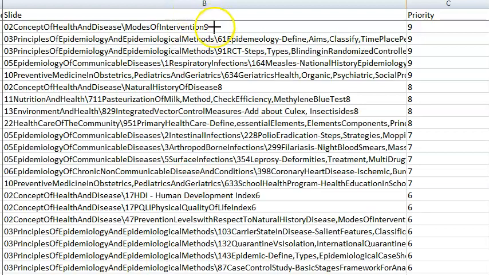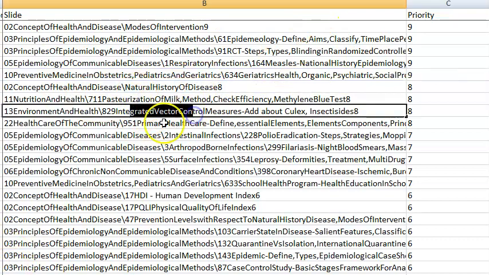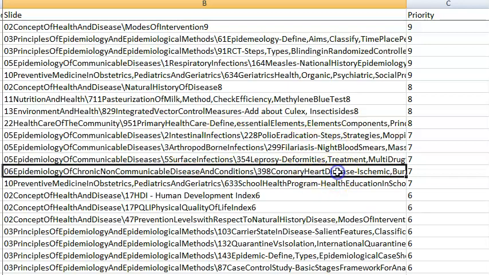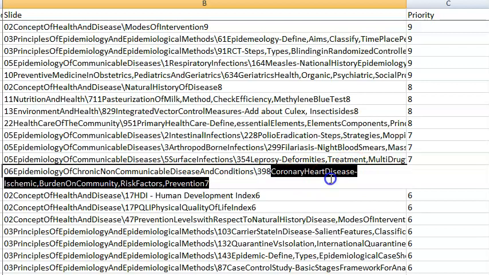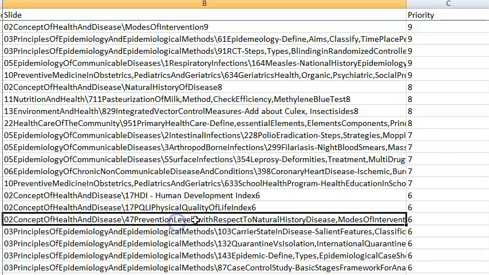Look at some high priority questions, guys. Modes of intervention, epidemiology, randomized control trial, measles, geriatrics, natural history of disease, pasteurization of milk, integrated vector control. Remember, if you know how to control mosquito, all the anti-larval, anti-adult measures, etc., that will give you so many marks. Primary health center, polio, filariasis, leprosy, coronary heart disease. In this, you have to know the Framingham study, guys, very important. Then school health, human development index, you should know how to calculate it. What are the indicators that go into making this human development index, right?